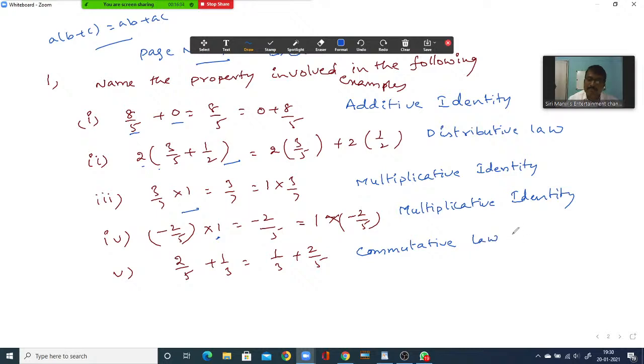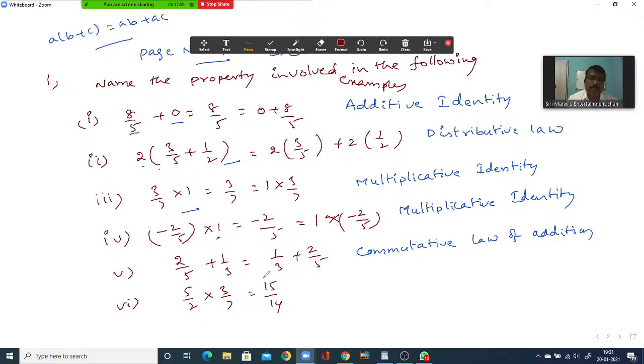Commutative law of addition. Okay? Commutative law of addition. Next, 6th problem. 5/2 into 3/7 is equal to 15/14.